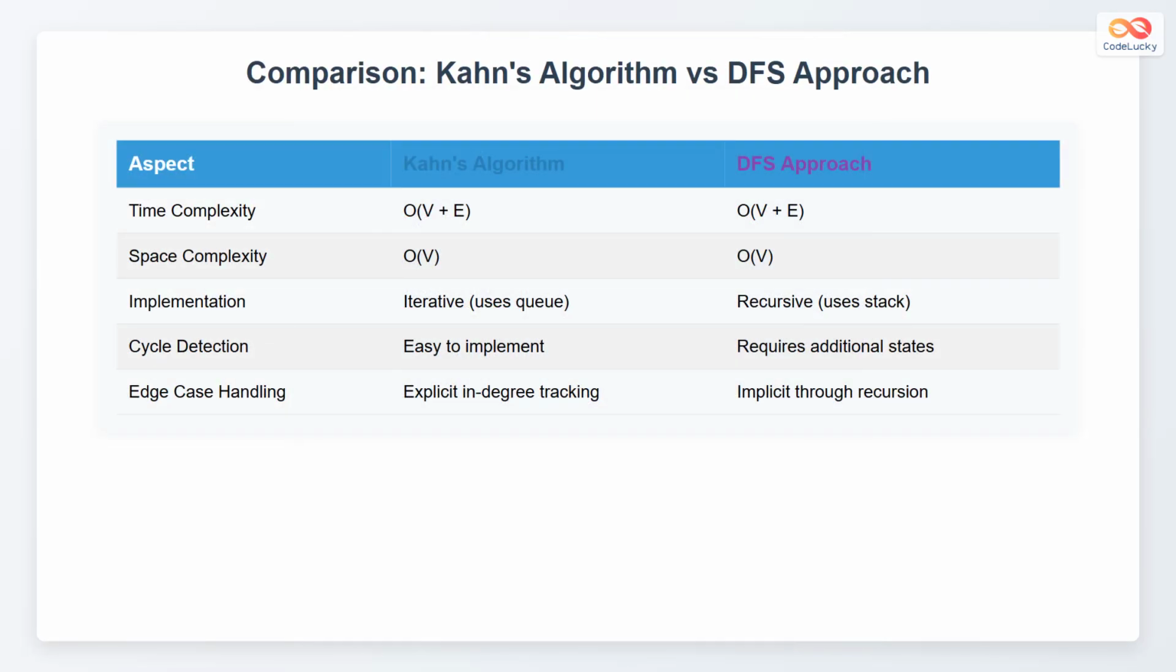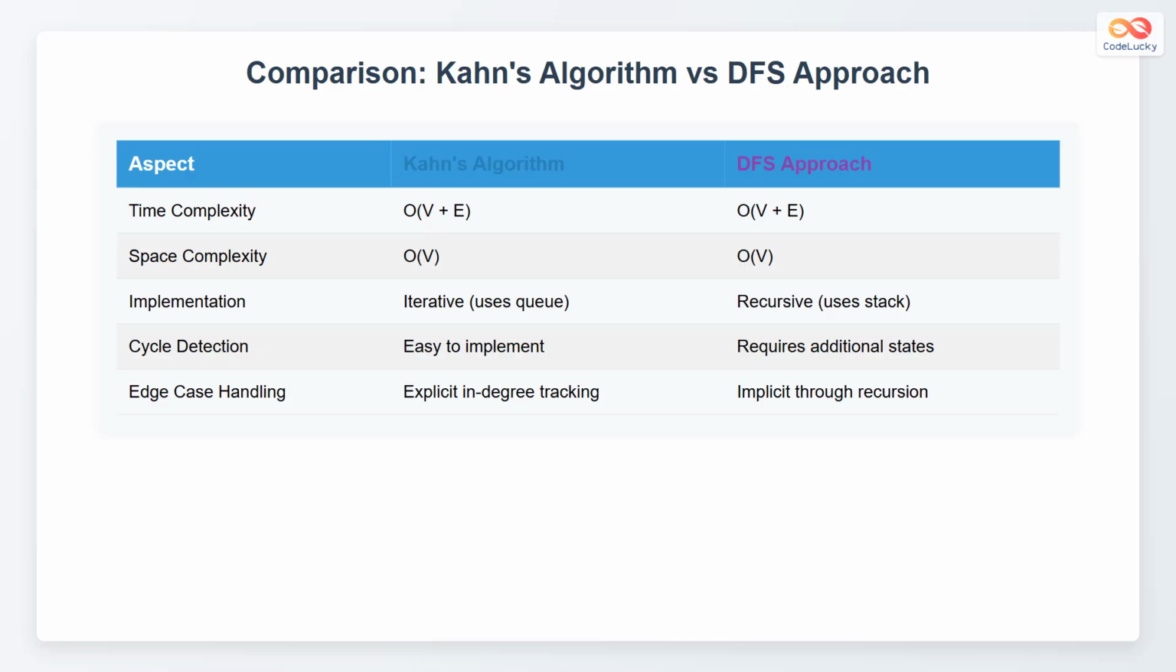Here is the comparison of Kahn's algorithm versus the depth-first search approach for topological sorting. In terms of time complexity, both have the same complexity, which is order of V plus E, where V is the number of vertices and E is the number of edges. Space complexity is also the same, order of V.